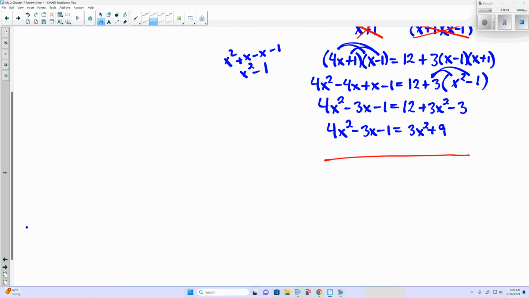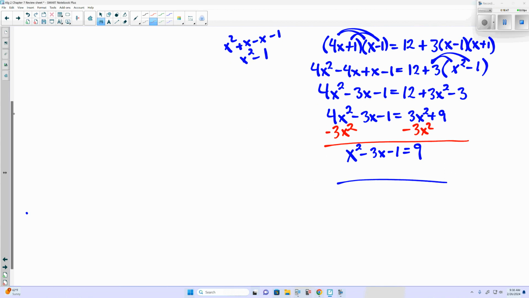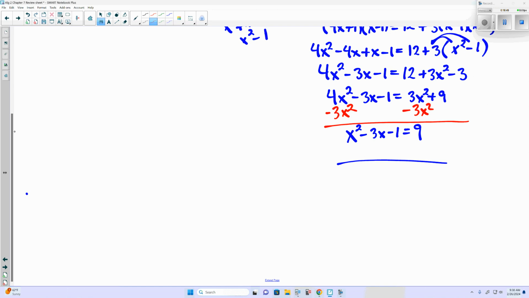If you have an x squared term, get the equation equal to 0. If you just have an x term, x to the first, get it by itself. So here the first thing we can do is subtract 3x squared from both sides. So like I said, we have x squared minus 3x minus 1 is equal to 9. Now, since it's still not equal to 0, we can subtract 9, telling us x squared minus 3x minus 10 is equal to 0.